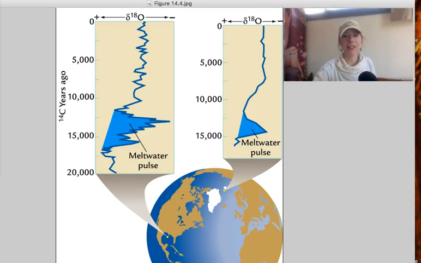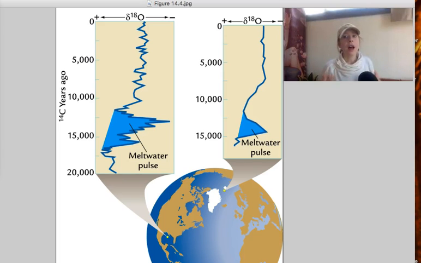Hi class, we are looking at figure 14-4 in your Ruddiman textbook, and what this shows is the oxygen isotope ratio incorporated into forams or plankton shells. If you recall, a couple weeks ago we were learning about different types of isotope ratios, and these are stable isotope ratios, so they do not decay over geologic time.